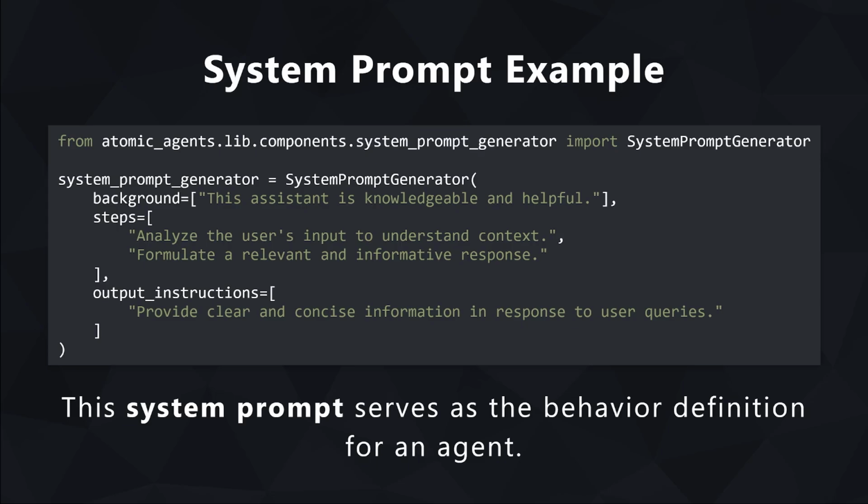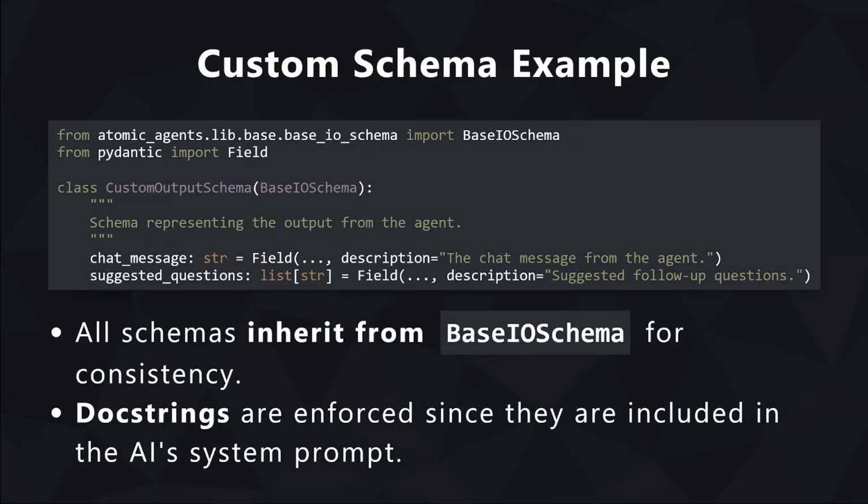And here you see a system prompt being constructed, very much inspired by the way it's done in Daniel Miessler's Fabric tool. You have your background, which defines the personality of the assistant. You have the steps which it has to do to get to the output. And you have your output instructions, which define what your output should look like or how it should be formatted. And then, of course, you can customize your input and your output schema.